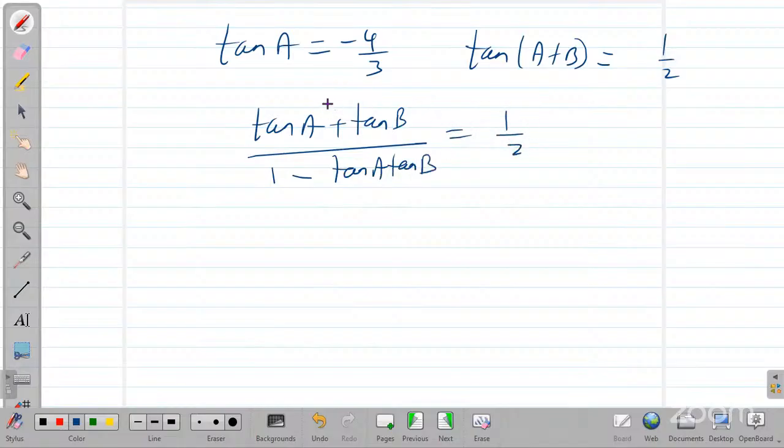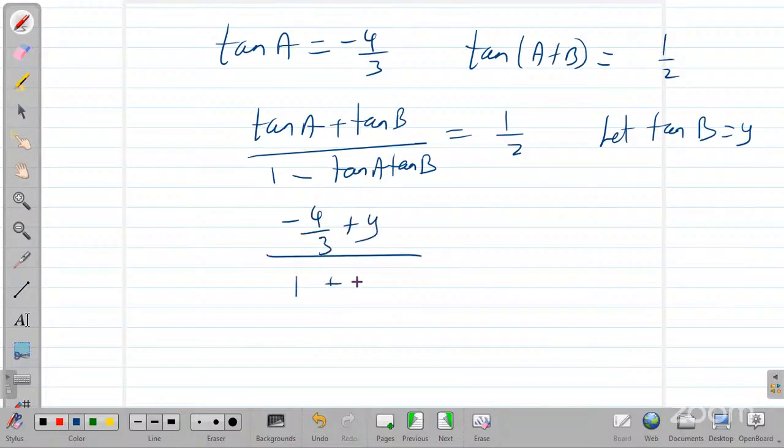If you want, you can take tan B as y. So let tan B equals to y. You'll get one more equation. So negative 4 over 3 plus y divided by 1 plus 4y over 3 is equal to half. Is that right? Now, can you just solve it and give me the answer?